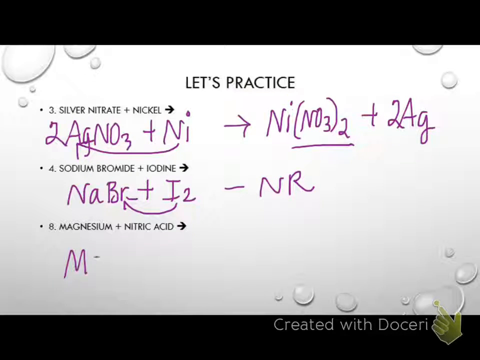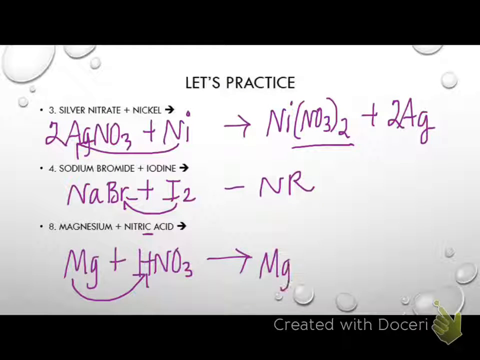Last example, magnesium plus nitric acid. It came from nitrate, so it's HNO3. This is an acid, so I want to know, will magnesium replace hydrogen? And it absolutely will. So I'm going to get magnesium nitrate. Magnesium is Mg, NO3, and I'll need 2 of them since magnesium is a +2. And then it kicks hydrogen out, so it's going to be H2.